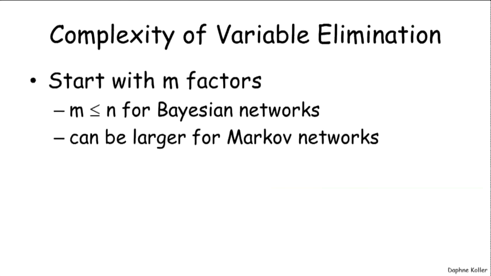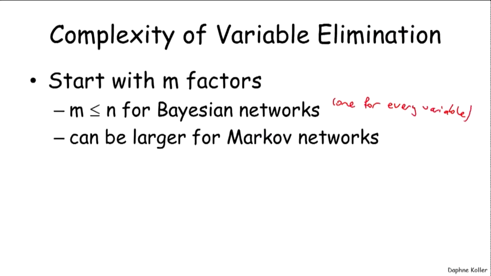Now let's total up the computational complexity of variable elimination. So let's assume that we start with m factors. For Bayesian networks, m is effectively n, because we have one factor for every variable, which is the CPD. And the reason I wrote less than or equal is because of the reduction by evidence.